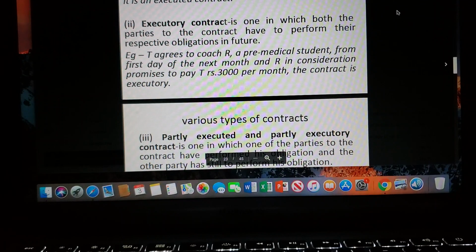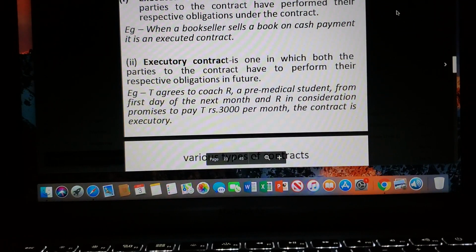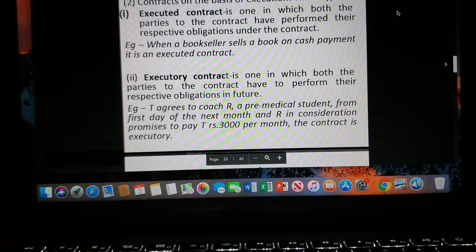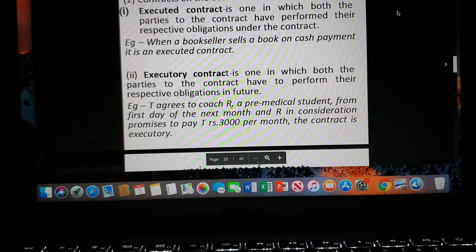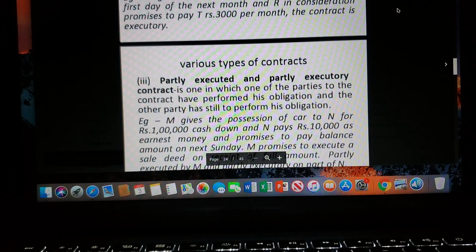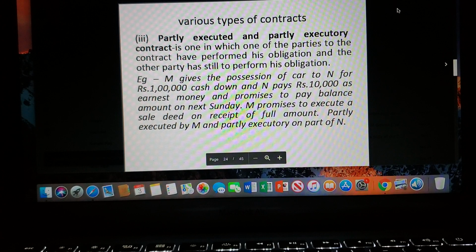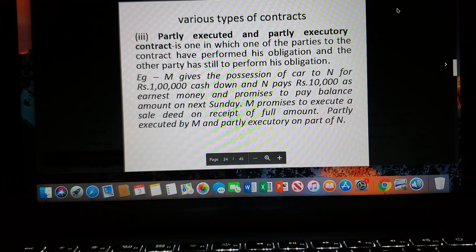Third type of contracts on the basis of execution is partly executed and partly executory contract. This is one in which one of the parties to the contract has performed his obligation and the other party has still to perform his obligation.